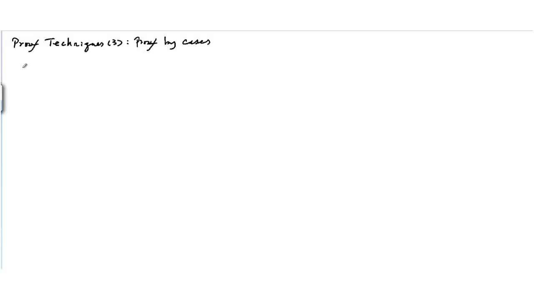Proof by cases. Sometimes there are many cases we need to consider with a direct proof. For example, prove that n to the third power plus n to the fifth power is an even integer for every natural number n.